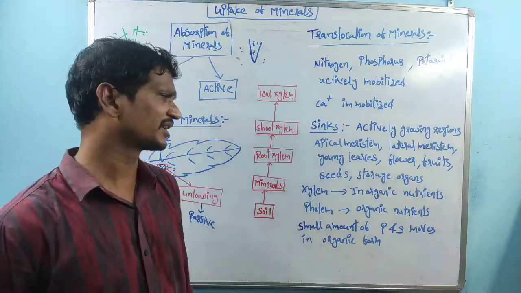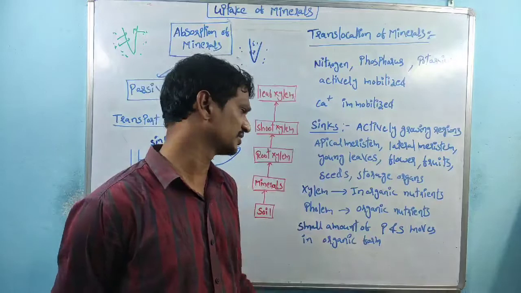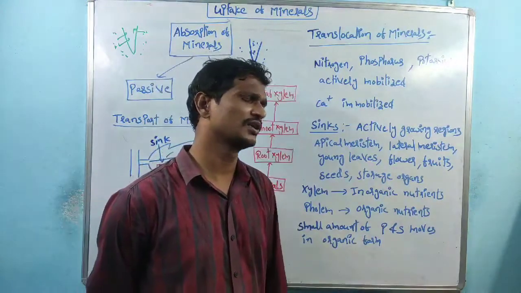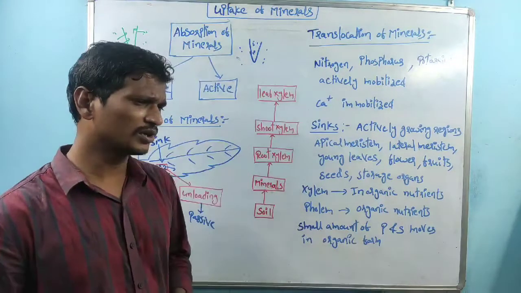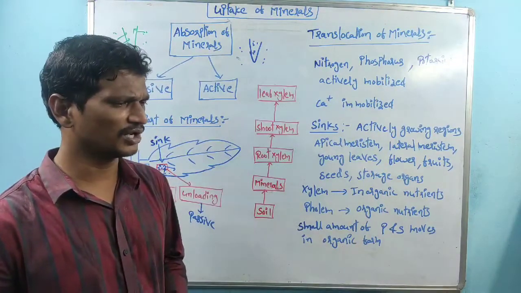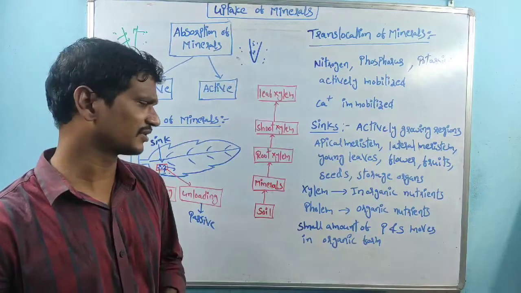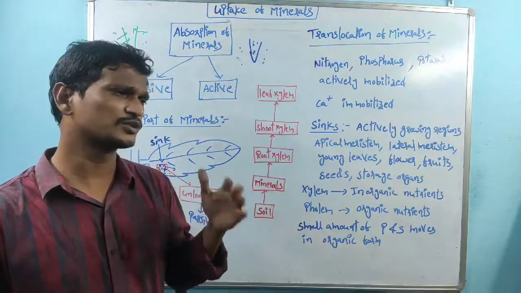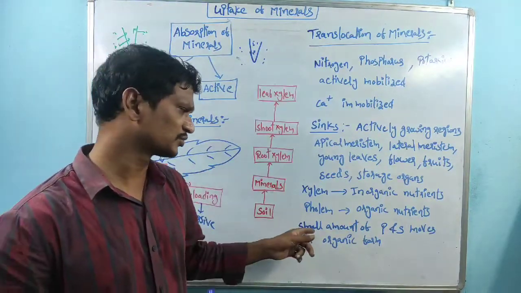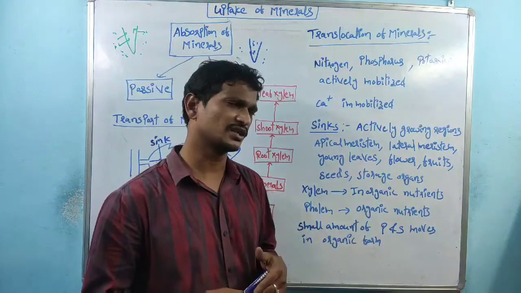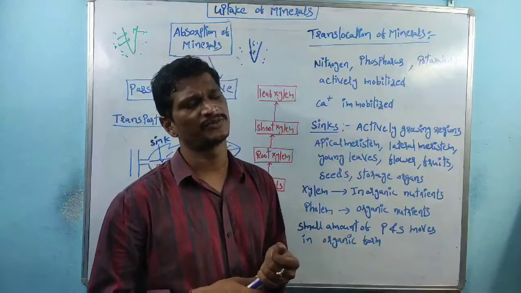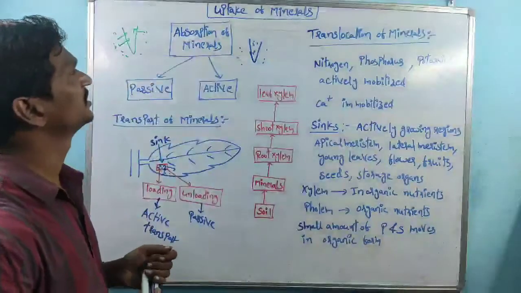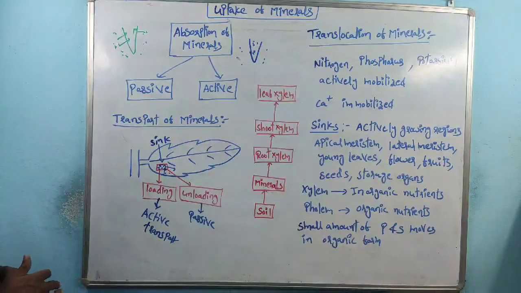Xylem is involved in the transportation of inorganic nutrients. Phloem is involved in the transportation of organic nutrients. A small amount of phosphorus and sulfur is also transported in organic form, right? So that is about the uptake of minerals and the translocation of minerals.